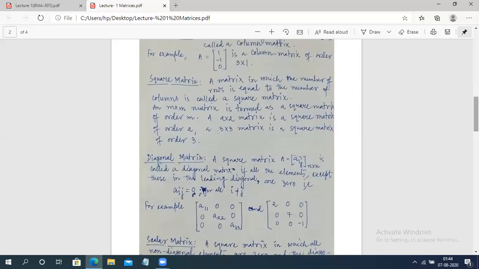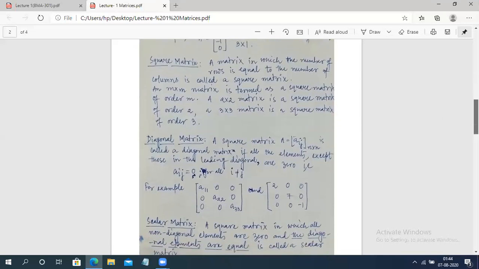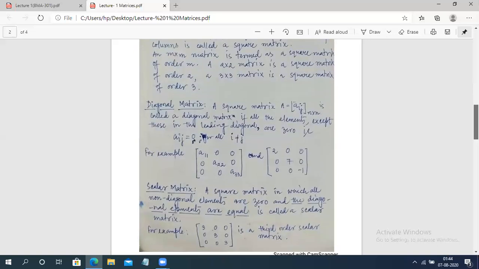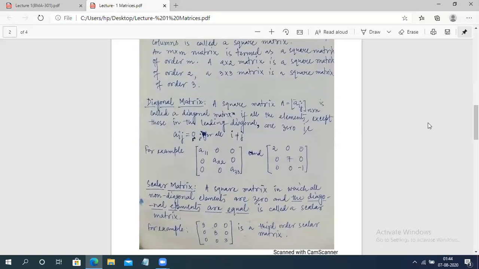Next comes the diagonal matrix. What do you mean by diagonal matrix? A diagonal matrix should be a square matrix only. In a rectangular matrix we will not find any diagonal elements. Only a square matrix in which the leading diagonal elements are all non-zero is called a diagonal matrix.